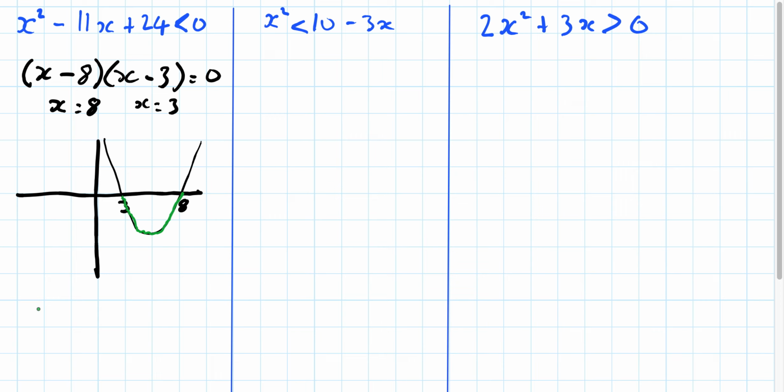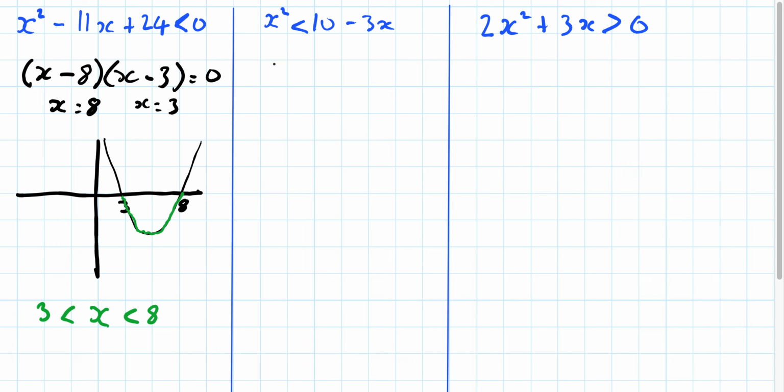Therefore our answer is x is greater than 3 but less than 8. And because it's not equal to, we just leave it as that. It's less than, so it's less than. Okay, so same thing on the other one.